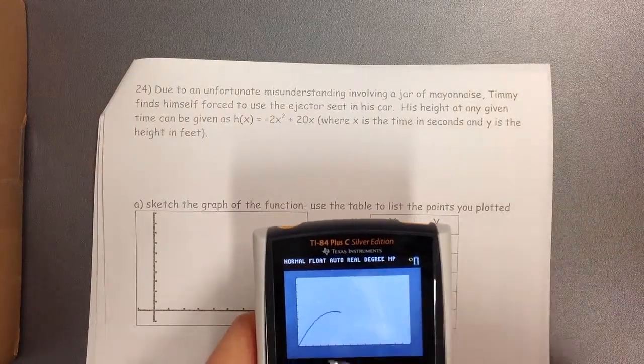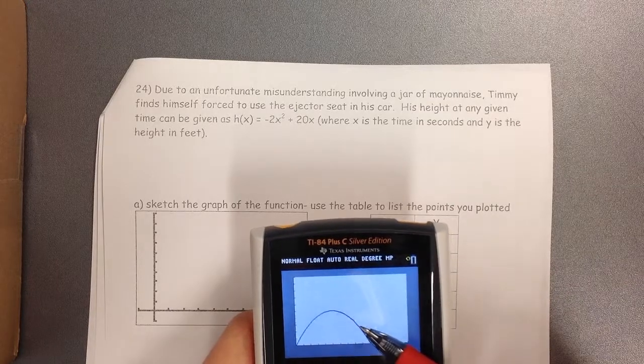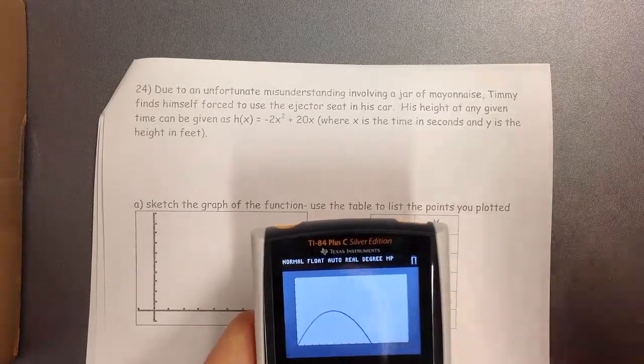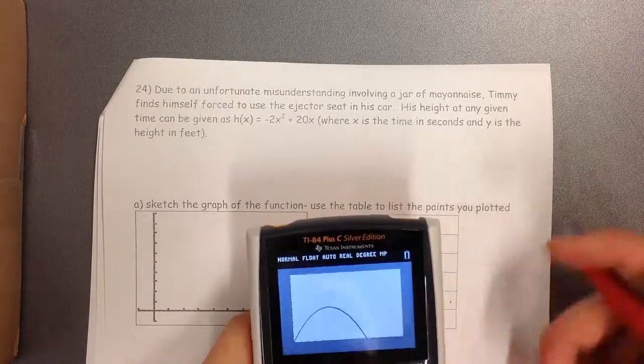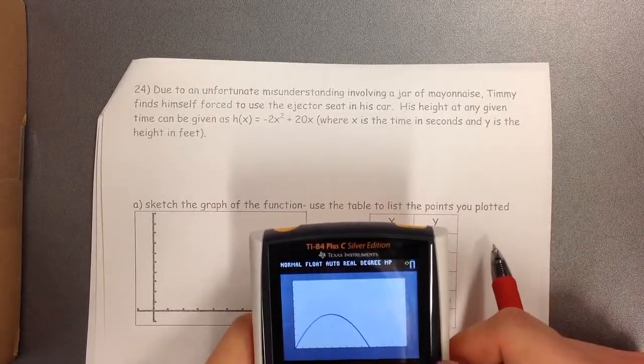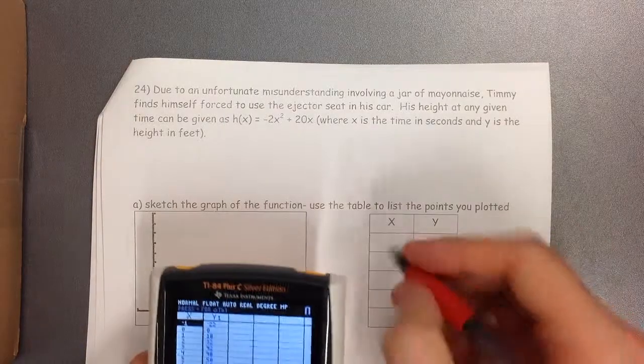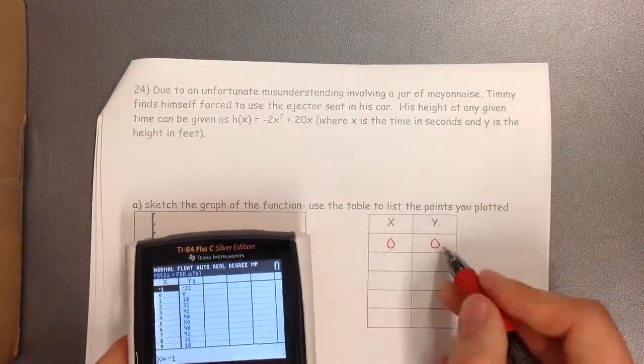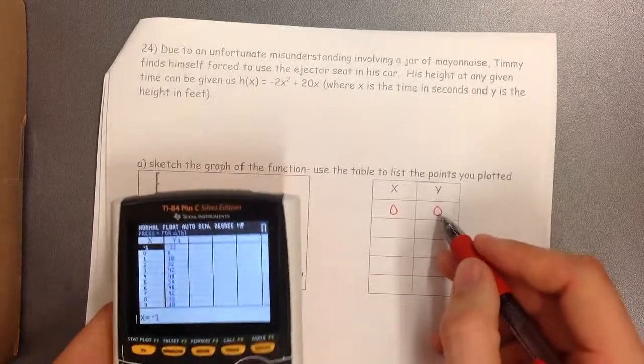So he's going to go up in his ejector seat, and then he's going to come back down. Now this is time, and this is my height. So now I need some good points for my table. Of course, if you come out of the ejector seat, you're on the ground. So at time 0, when it first fires, you're going to be 0 feet off the ground.